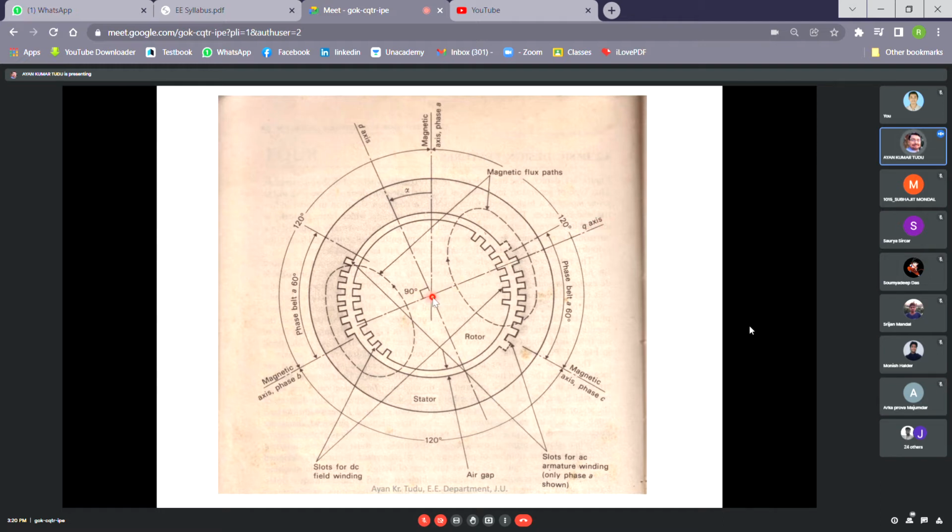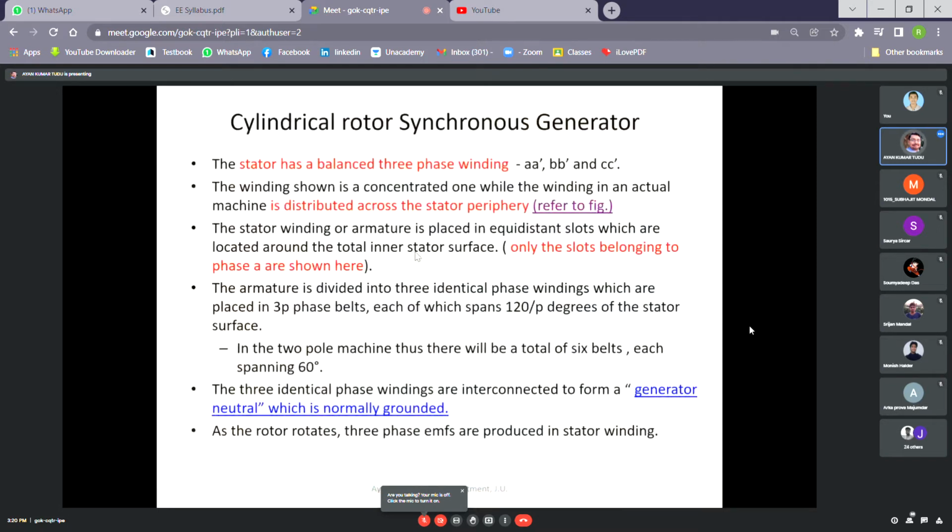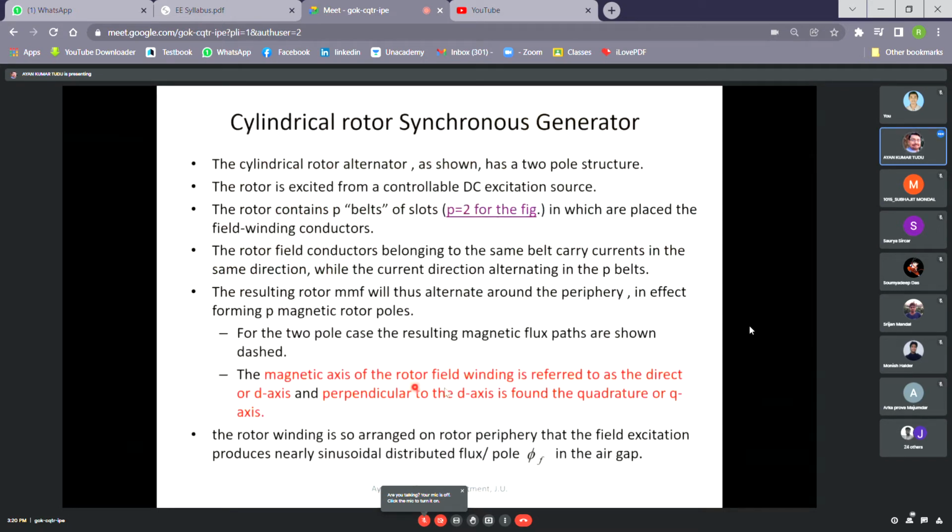তাহলে যে রোটারে phi f produced হচ্ছে, this will be produced in this direction along the magnetic field axis of the rotor, around the magnetic axis of the rotor field winding. Here this phi f would be produced. Okay, এটার proportionally phi f will be produced.